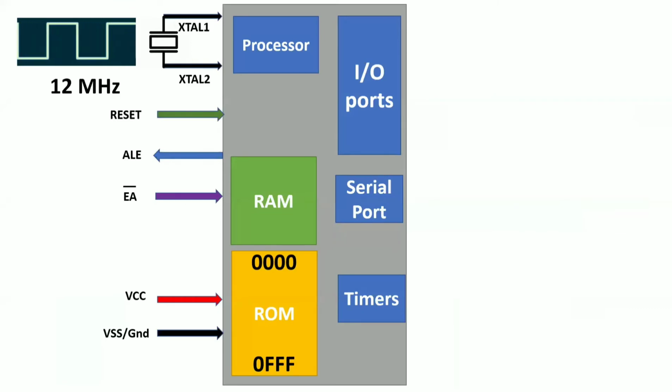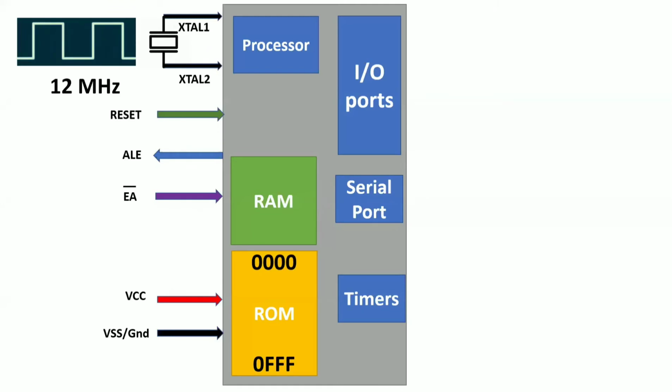Now, if you take your internal ROM, what is the size? 4 KB. That means if you take any memory, it has a starting address location and an ending address location. What are the starting and ending addresses of your internal ROM? The starting address is always 0000, 4 zeros, and the ending address is 0FFF. Why 0FFF? Because the size is 4 KB. How does that number come into the picture? If you take F, F is nothing but 4 ones.